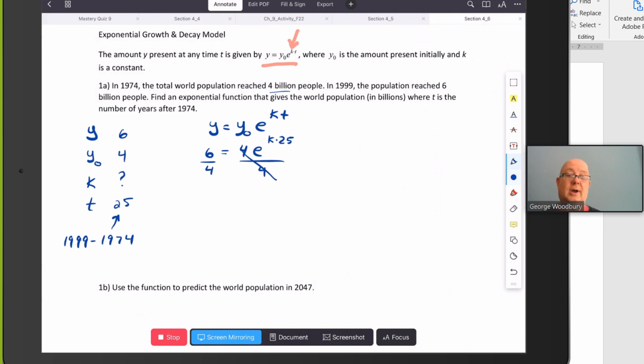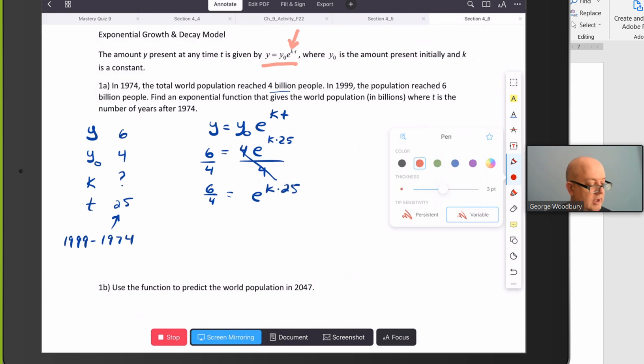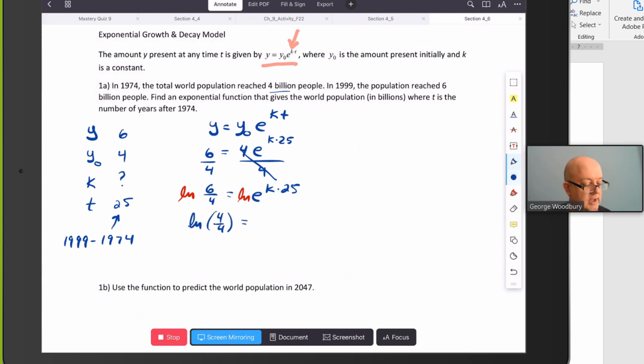You could leave it, though, as a fraction. In later problems, you will. So I'm going to keep working it with a fraction, but here you should really change that to 1.5. So 6/4 equals e to the k times 25 power. Now we'll take the natural logarithm of both sides of this equation, and we have the natural logarithm of 6/4 equals the natural logarithm of e to some power, which is just that power. So this is, not 6/4, k times 25.